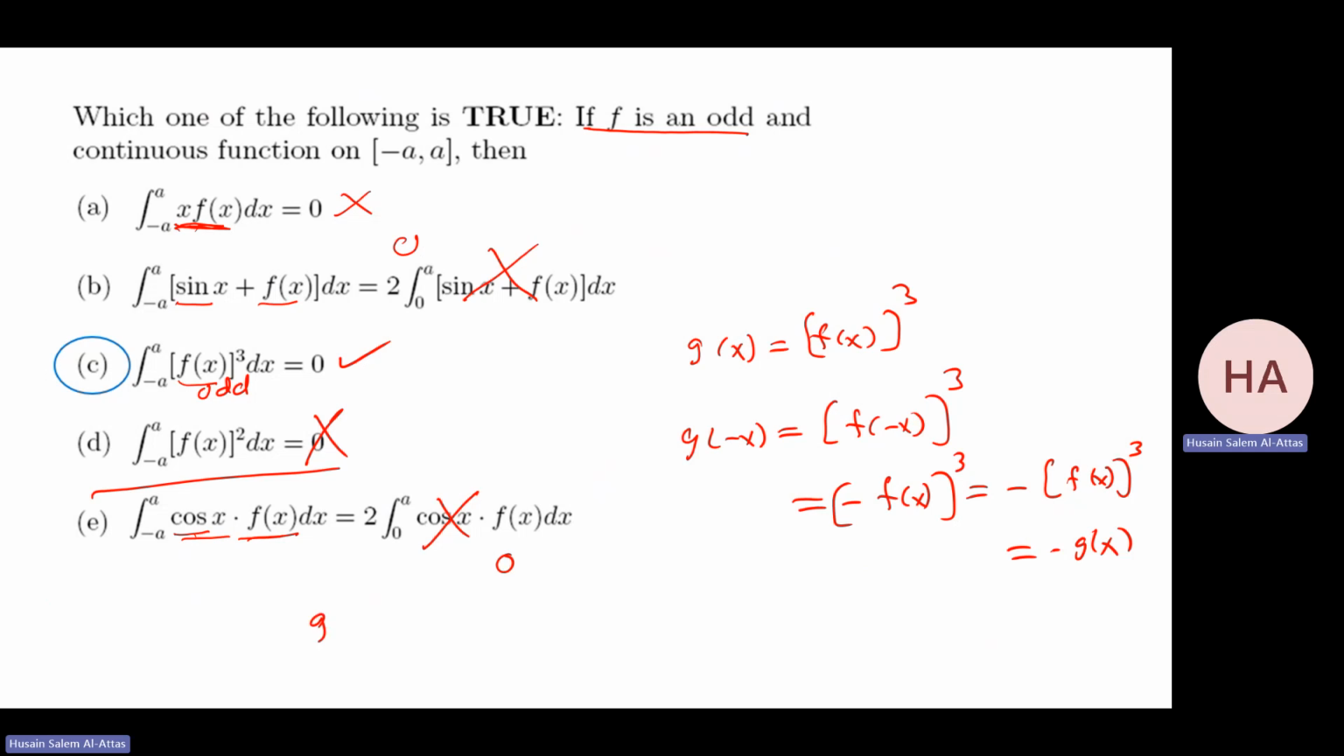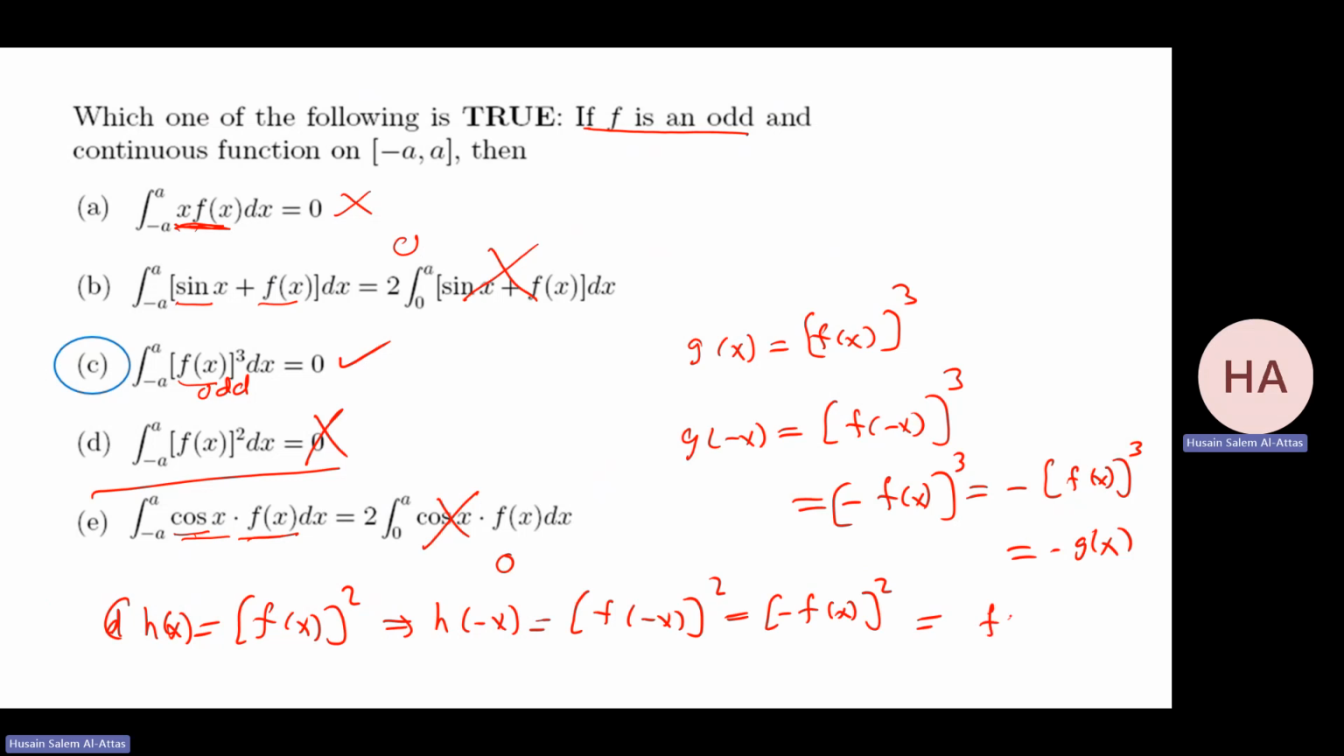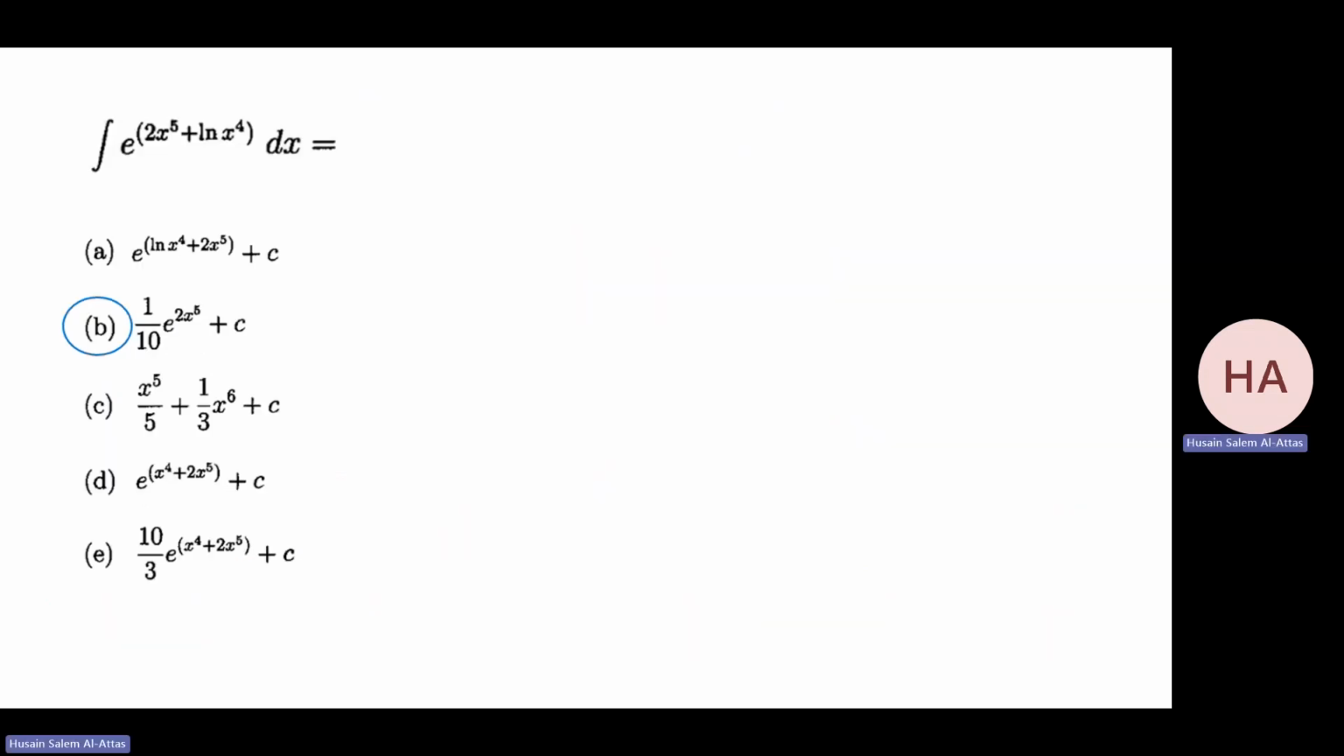Now let me do this again. Let me say h of x is f of x squared. What will be h of minus x? It will be f of minus x squared, that will be minus f of x squared, squared, which is f of x squared. So that will be even, so it cannot be 0. Okay, I will stop there.